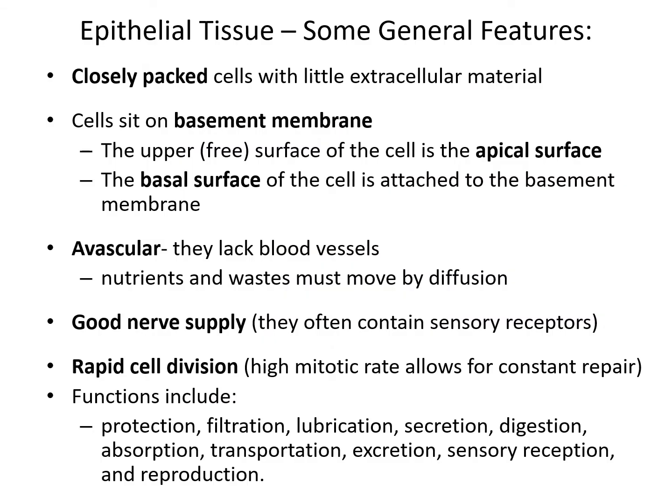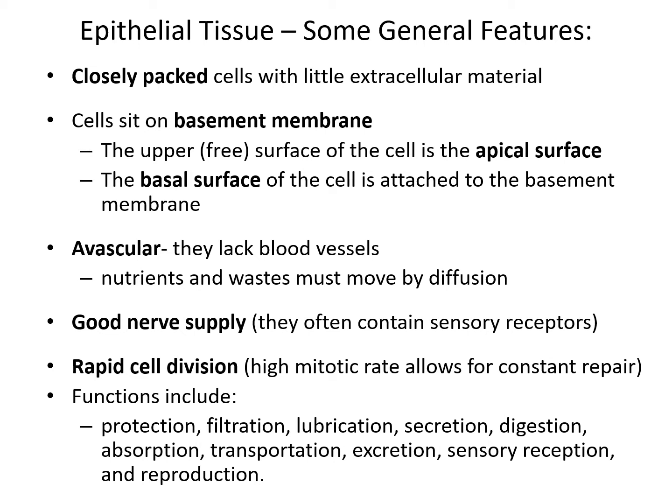All epithelial tissues tend to share a few common features. They tend to consist of closely packed cells without a whole lot of extracellular material or extracellular matrix between the cells. The cells are going to be on a basement membrane, and the surface that's in contact with the basement membrane is known as the basal surface, and it's going to connect to the basement membrane through hemidesmosomes. Again, the free surface is known as the apical surface.